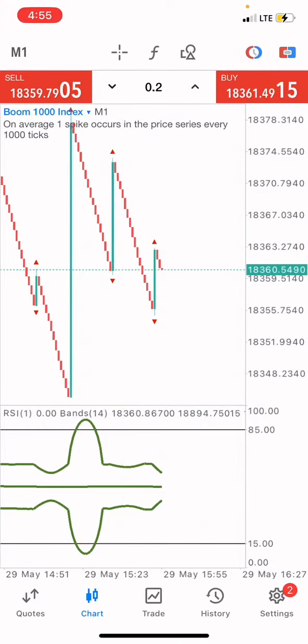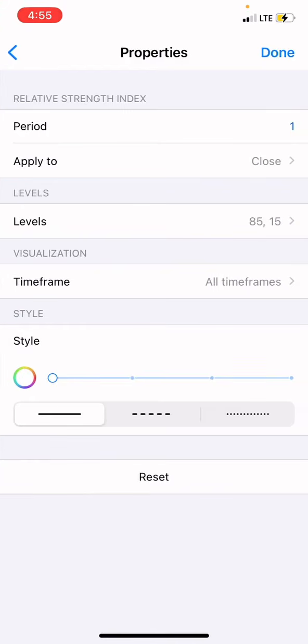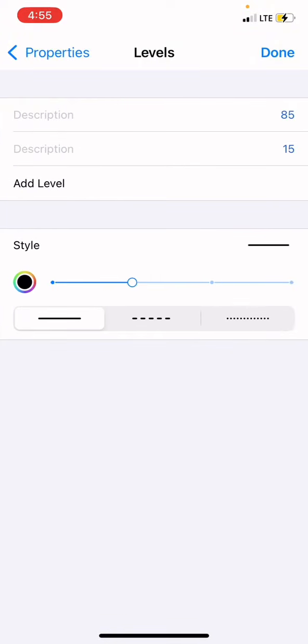All right, the next thing you want to be adding would be the RSI, your relative strength index, period of 1. Apply to close. Levels should be 85 and 15. Okay, when you go there, 85 and 15, you change the style. Make sure the color is not the same as the background of your chart. All right, you can see I am using the white chart. My background is white, so I'm using black color here for my levels. Okay, so you do that. 2 pixel is cool. Click done.